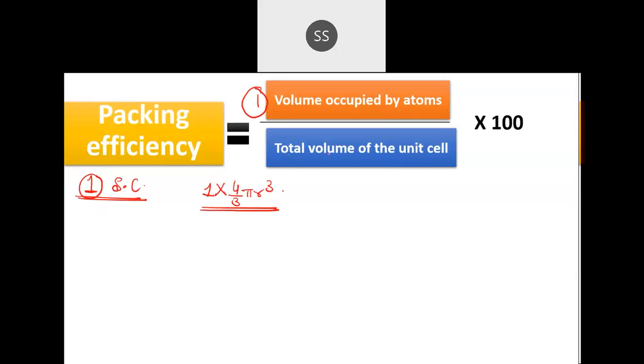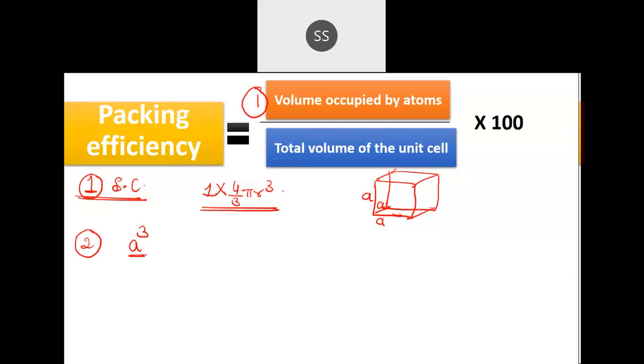Next thing you have to calculate is the total volume of the unit cell. This unit cell which you are taking is a cubic unit cell. What is the speciality of the cubic unit cell? The cubic unit cell is the one where all the sides are equal. If I have this unit cell, here the length, the breadth and the height, all the sides are equal. So we consider that as a. So it will be a into a into a, that will be a cube. So the volume of the unit cell, the second part, is a cube.